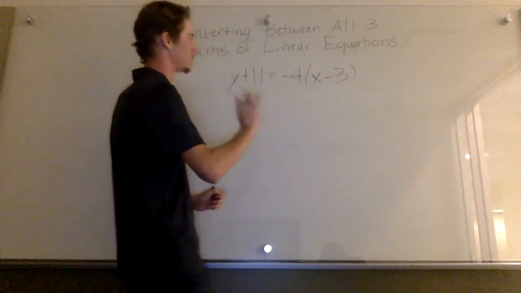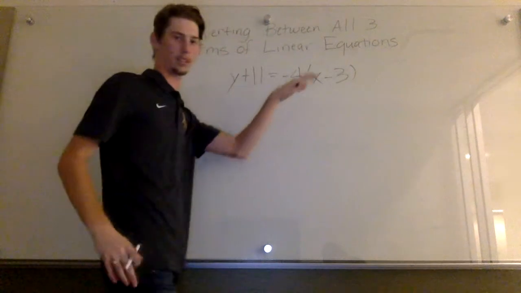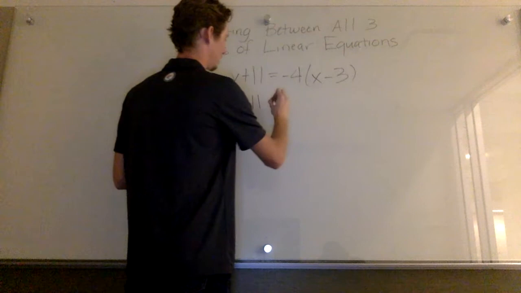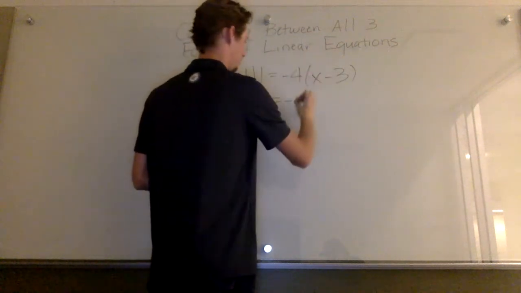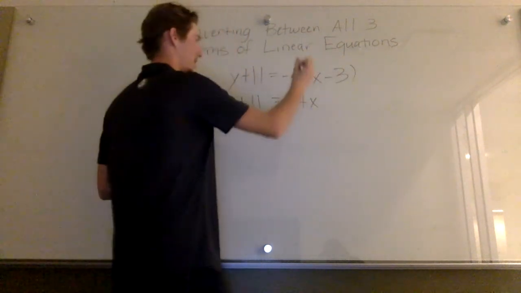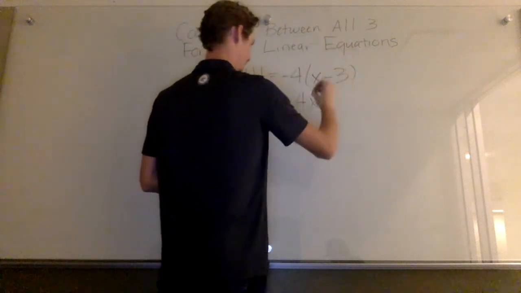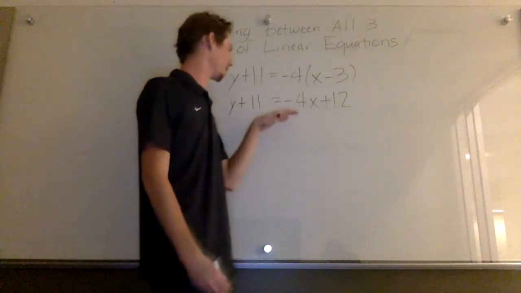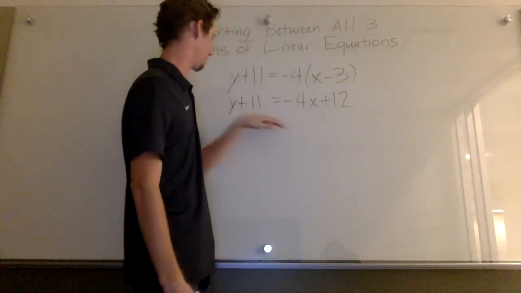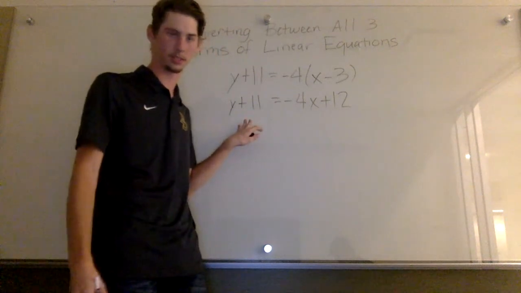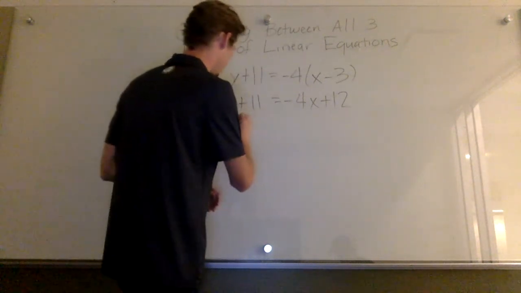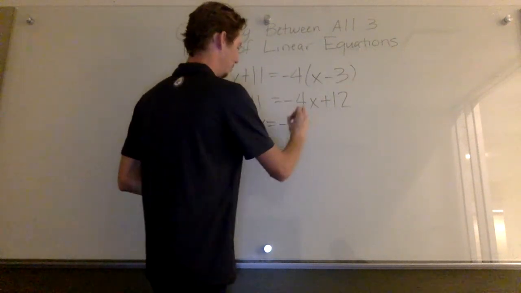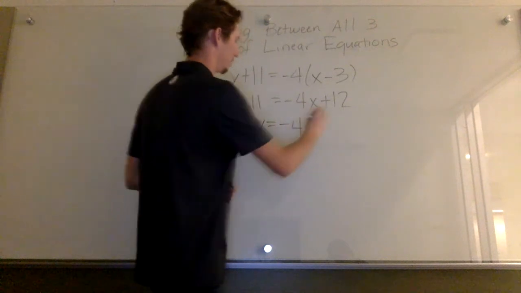So first thing we want to take care of, we need to get rid of these parentheses. We need to distribute this -4. So the y plus 11 hangs out. -4 distributes to the x to make -4x. -4 times -3 is a positive 12. All right. Now we know that y has to be by itself in slope-intercept form. So we're going to get rid of this 11 over here by subtracting it from both sides, which gets us to -4x plus 1.